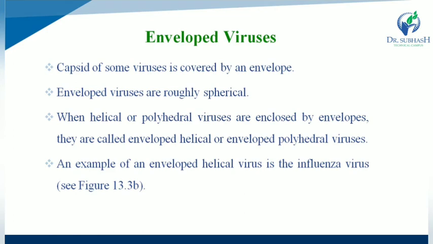The capsid of some viruses is covered by an envelope, and these are called enveloped viruses. Enveloped viruses are roughly spherical in shape. When helical or polyhedral viruses are enclosed by envelopes, they are called enveloped helical or enveloped polyhedral viruses. An example of an enveloped helical virus is the influenza virus.